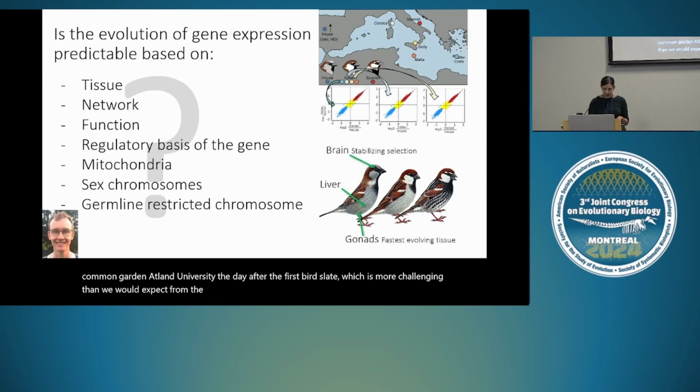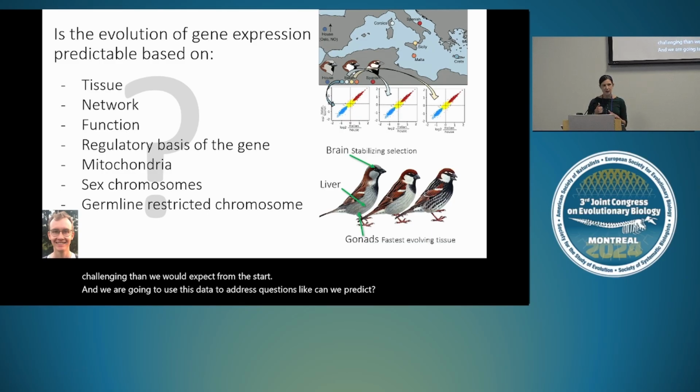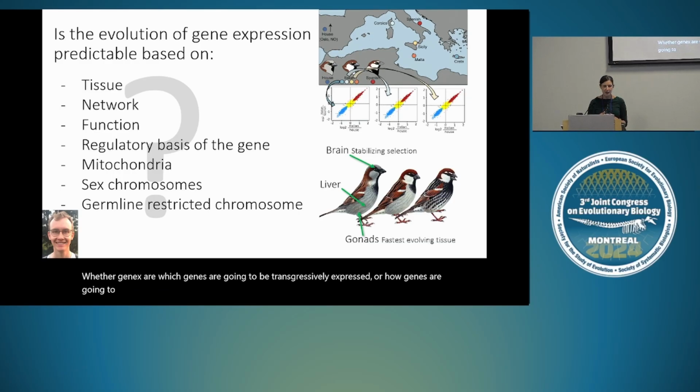And we are going to use this data to address questions like, can we predict which genes are going to be transgressively expressed, or how genes are going to be expressed in the hybrid based on the network the gene belongs to, the function the gene has, whether the gene is mainly cis-regulated, mainly trans-regulated, or cis-trans compensatorily regulated.